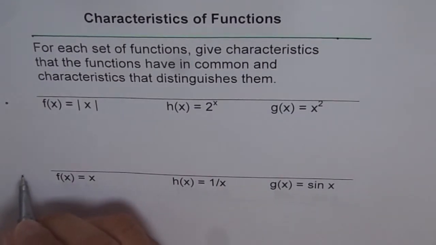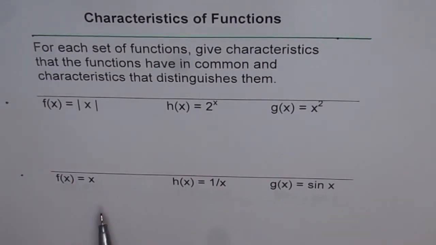The next set of questions here is a linear function f of x equals x, reciprocal function h of x equals 1 over x, and the trigonometric function sine x. So you have to do the same for this set of functions, right? So that makes the question very interesting, correct? Now let's look into it. So try to get this answer and then look into my suggestions.